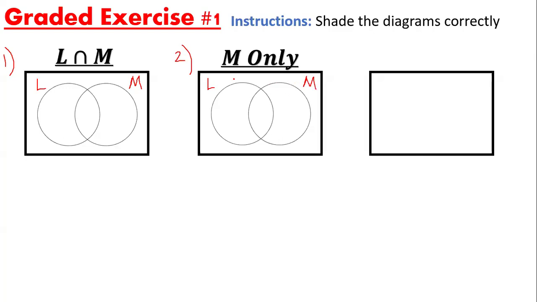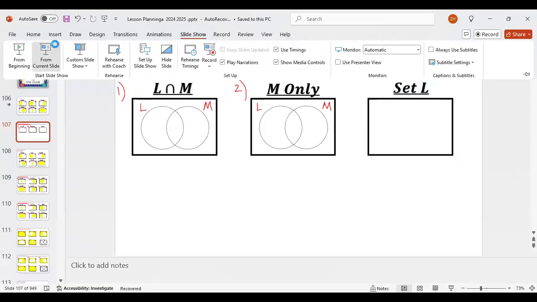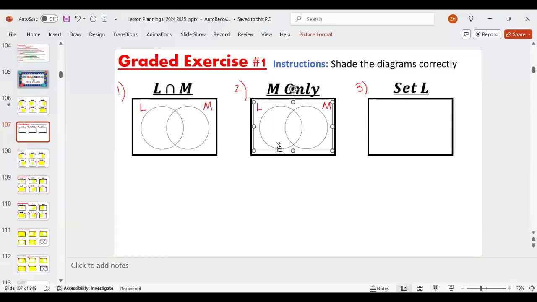Very good. And Jeremiah Thurston, you understand what to do? Yes, sir. It's easy work. Good. So the next thing we're going to do is M only, and then set L. Please do not mix up the shadings. So the first one I want the intersection, sorry. The second one I want M only. The third one I want set L. You can call this number 3. So those are the first 3.